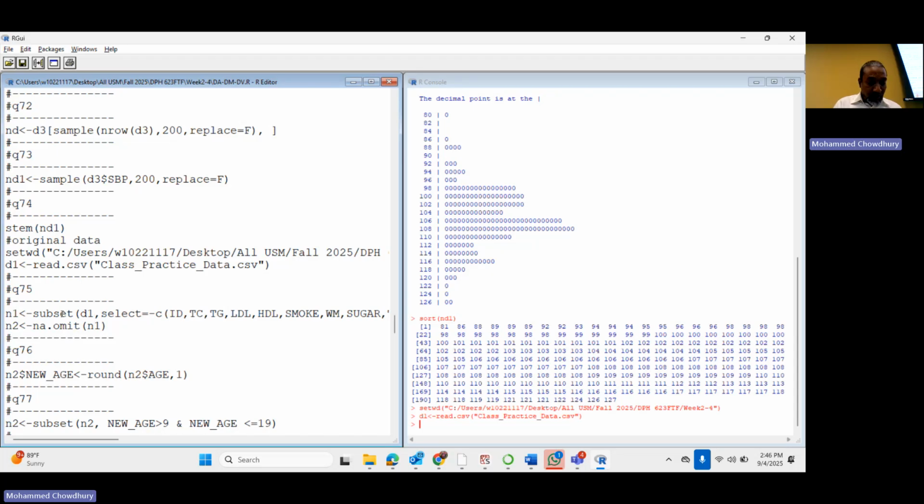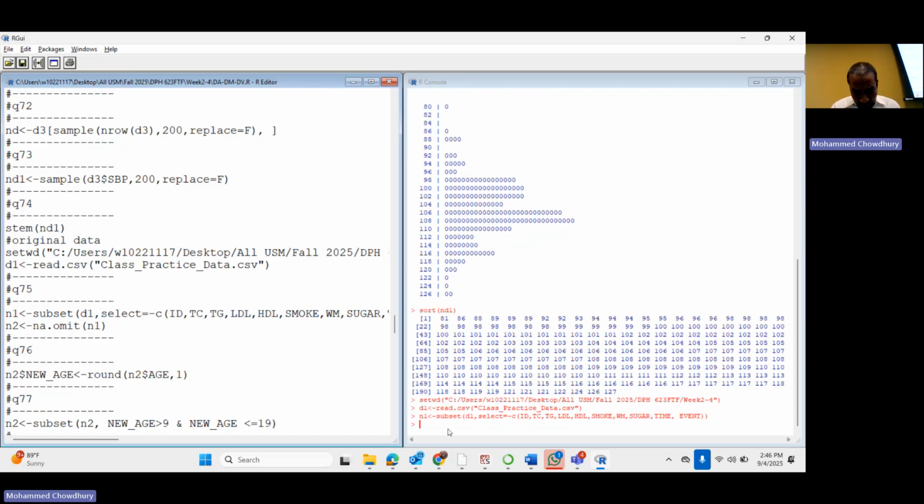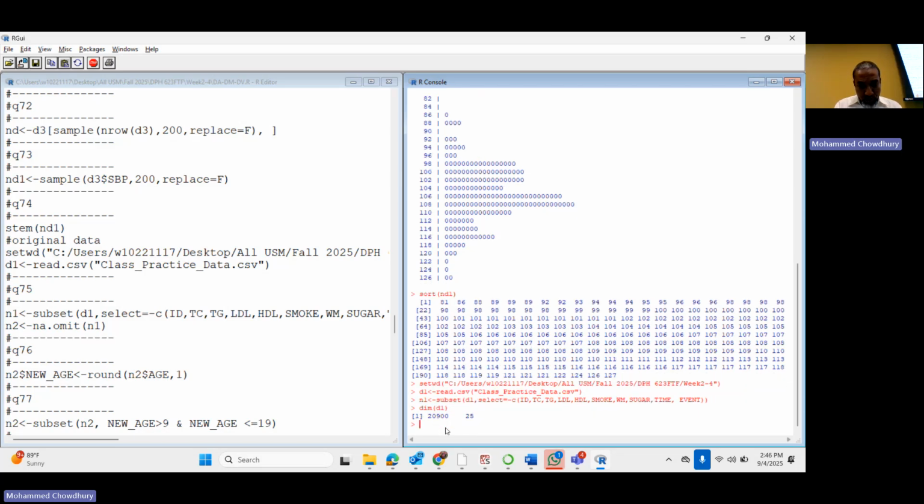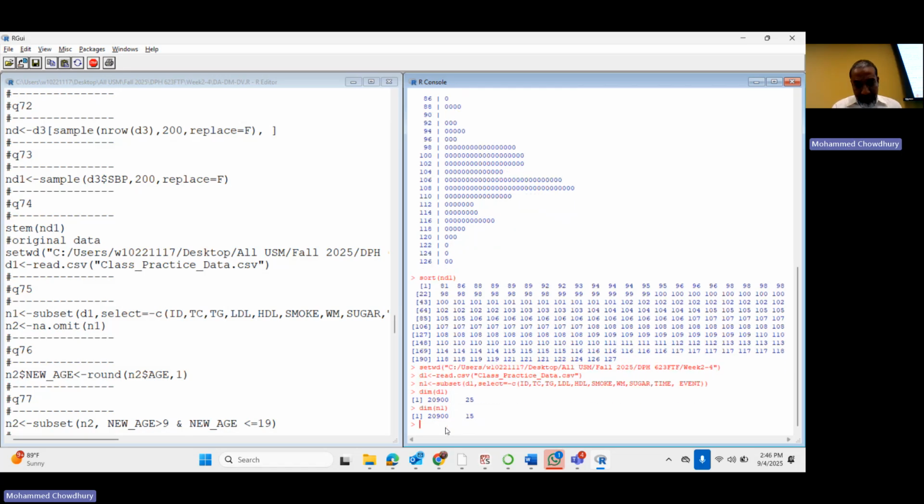So now if I go there, take a look at the dimension of D1 equal to this. And then if I want to put the dimension of N1 equal to that, see, those 10 variables are deleted from the new data known as N1. N1 is the new data. Okay.